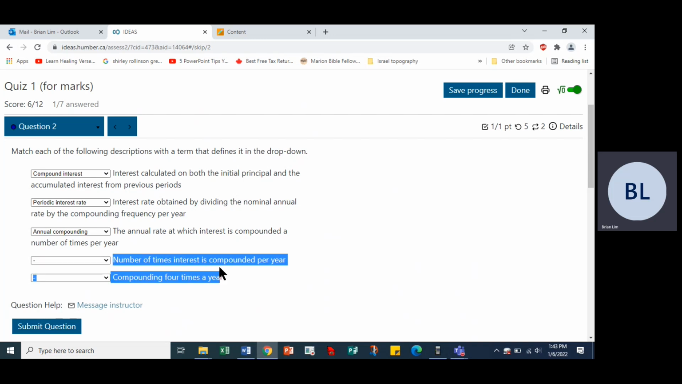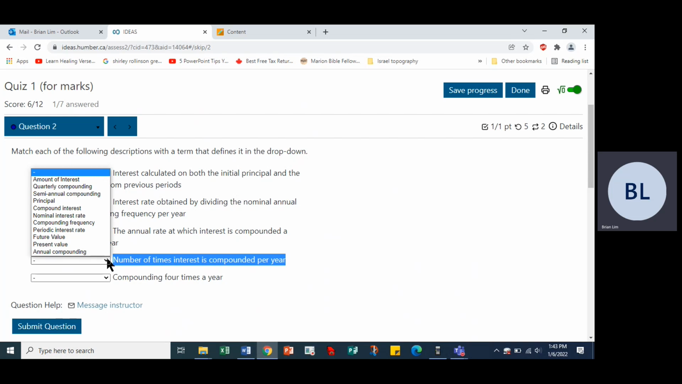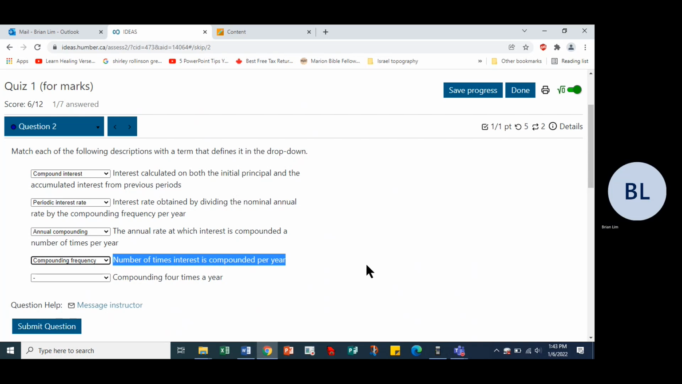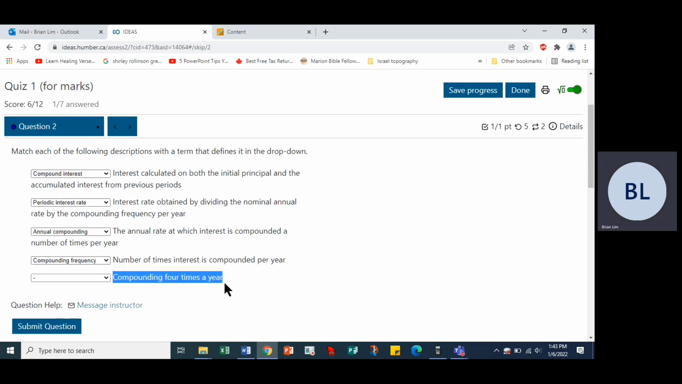Number of times interest is compounded per year. So that's what we just did, remember? Annually, semi-annually, quarterly, monthly, daily. So it's a frequency. So that's a compounding frequency. Okay. And then compounding 4 times a year. So 4 times a year, it's quarterly. So that would be quarterly compounding.